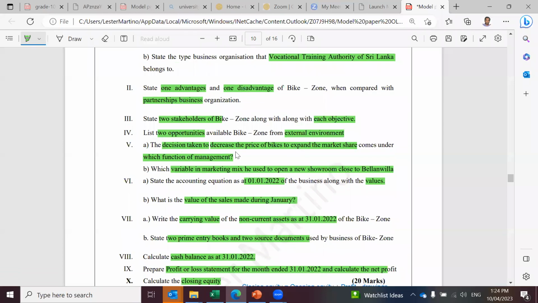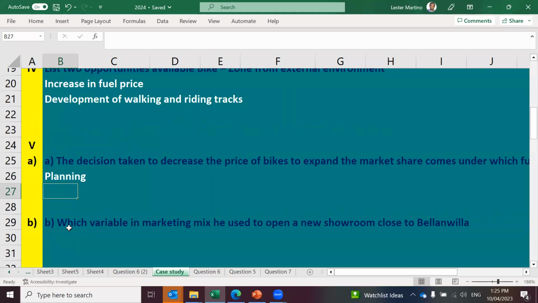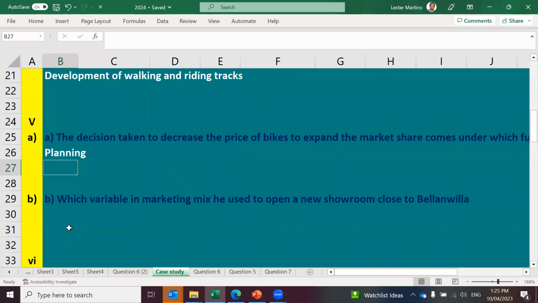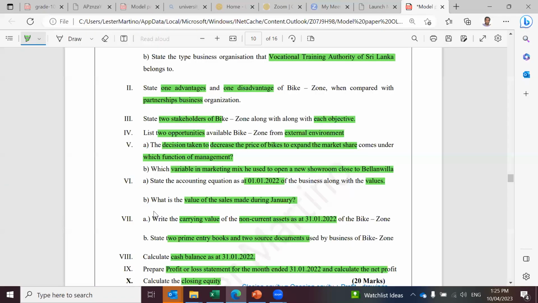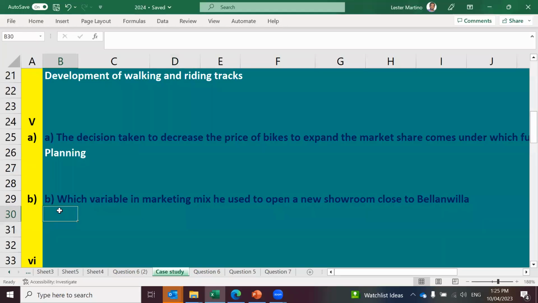The decision taken to decrease the price of the bike to expand the market share comes under which function of management? Decision, you decide, that means planning. Answer is planning. Just write planning, that's enough. You earn the marks. Which variable in the marketing mix is used to open a new showroom? Answer is place.